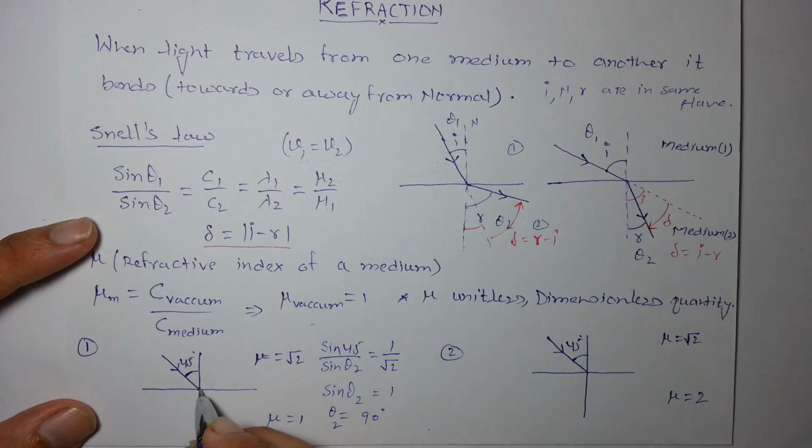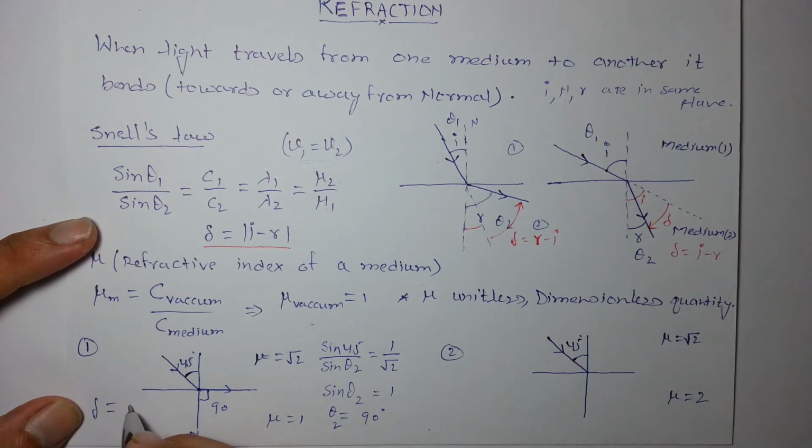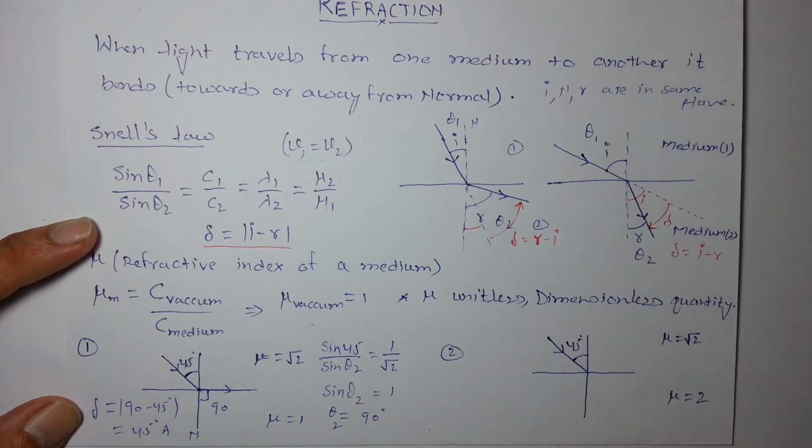Theta 2 as 90 means the ray will move like this, because this is the normal, making an angle of 90 with the normal. Okay, so what is the deviation in this case? Deviation is nothing but i minus r, or mod of that: 90 minus 45 will give you 45 as the deviation in the anti-clockwise direction. Let's solve a different case.